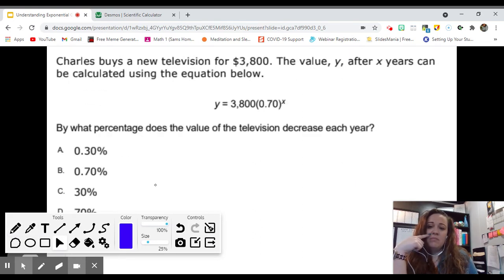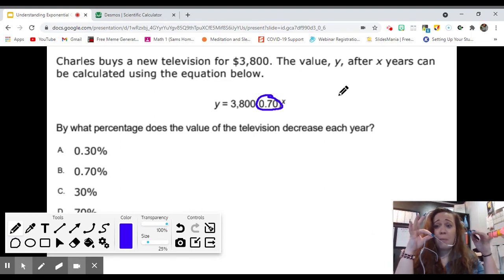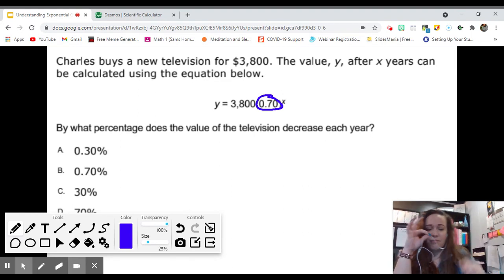Moving right along. Charles buys a new television for $3,800. That's represented right here in the initial value. What percentage does the value of the television decrease each year? So I knew it was decreasing. First of all, the problem says it was decreasing. Second of all, I knew it was decreasing because this was less than 1. So at first glance, it looks like, oh, my percentage is 70%. Remember, it took 1 minus some number and got 0.70.